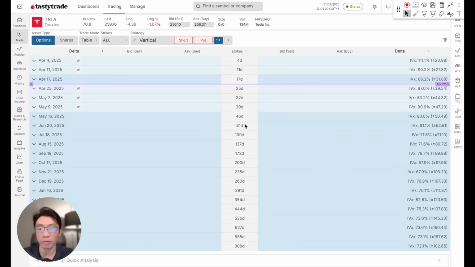Why we want to go around 45 DTEs is because this is where our edge is, where the realized move is more often than not lesser than the expected move. So this is where we have our edge in option selling. If you want to go anything lesser than that, well, then the risk is going to be on you because we're not going to have the edge. Okay, so I'm going to choose roughly around 46.